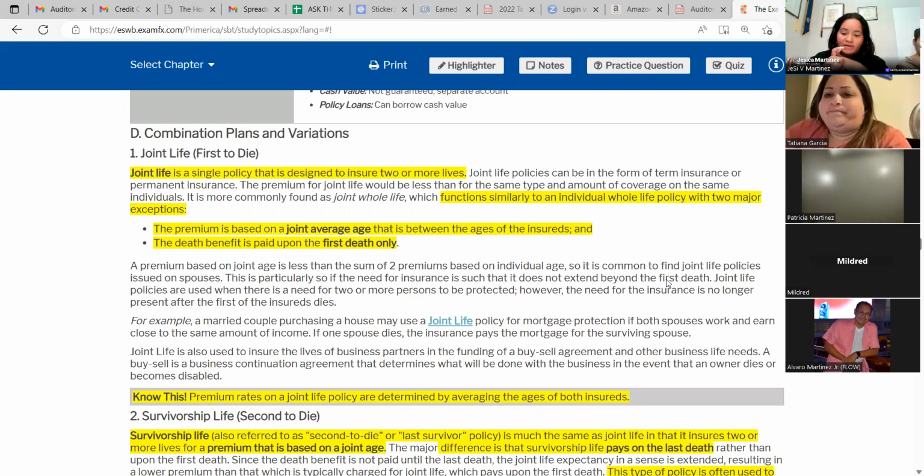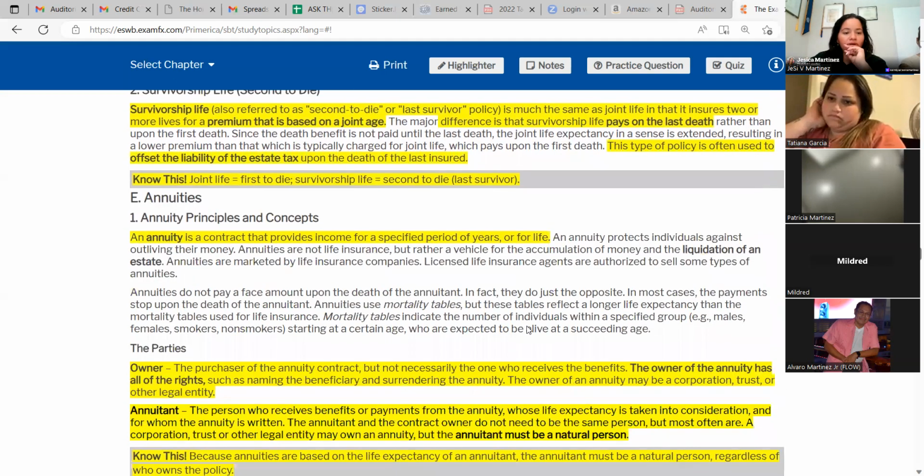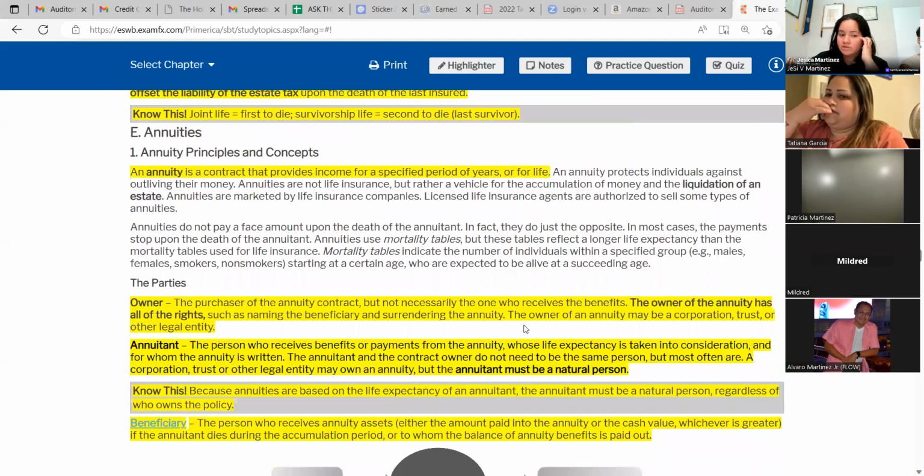It's much the same as the joint life in that it's the average of both ages. The major difference is that survivorship life pays on the last death. So if we have a survivorship policy, I pass away, it will not pay until Al passes away, and then our kids will get the money, or whoever the beneficiary will be. But joint life, after the first one dies, the other one gets the money. Okay, so things to know: joint life, first to die; survivorship life, second to die. So last survivor.